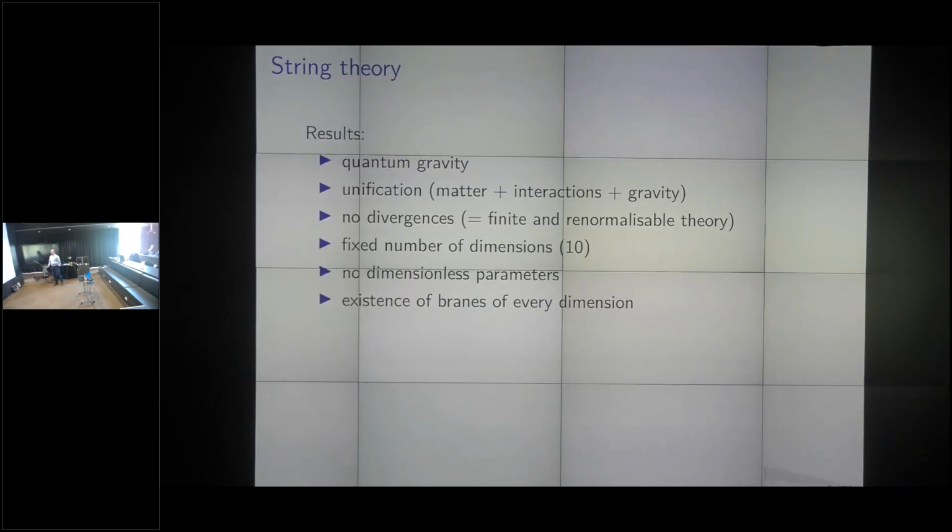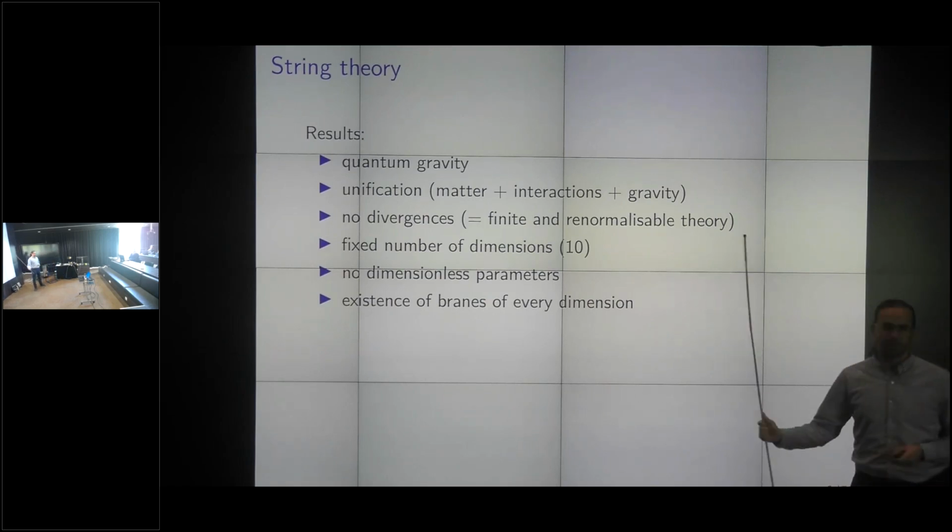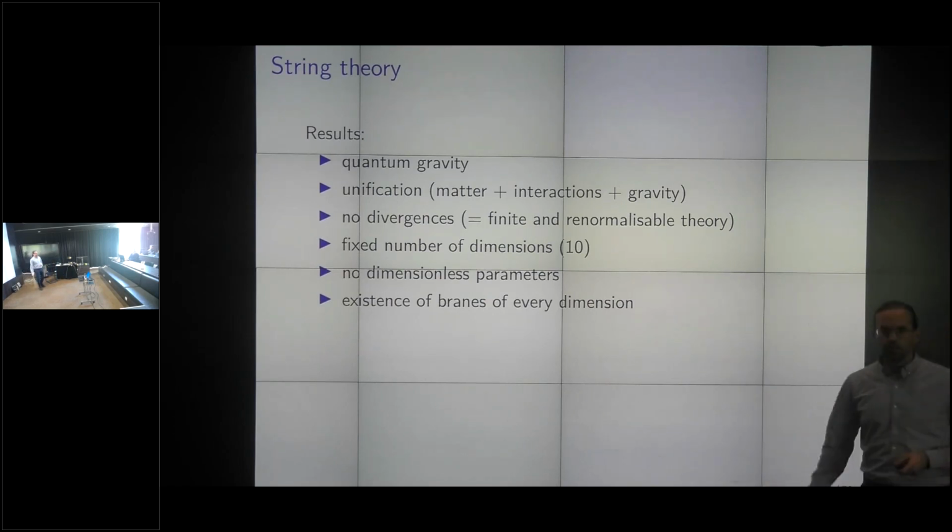And here we find many great results. So first you get a theory of quantum gravity. You get a unification of matter, interactions and gravity. You don't have any divergences. So to explain briefly, in the standard model of particle physics, you find many divergences, but you have a way to cancel all of them. But if you want to add gravity and just quantize it naively, you find many infinities you cannot cancel. So the question is, what can you do? And it proved very difficult to tame these divergences, but in string theory, you can just prove that they are not there, everything is finite.